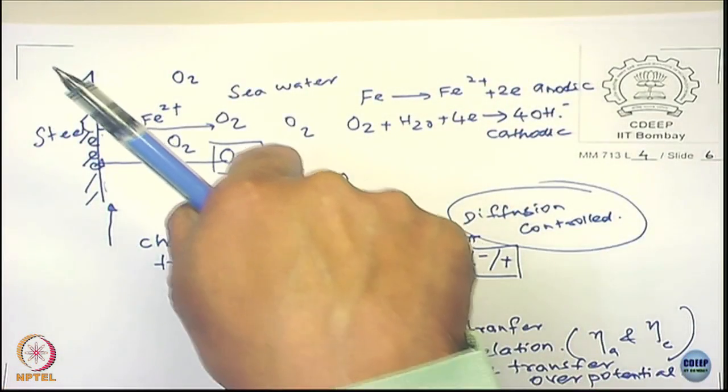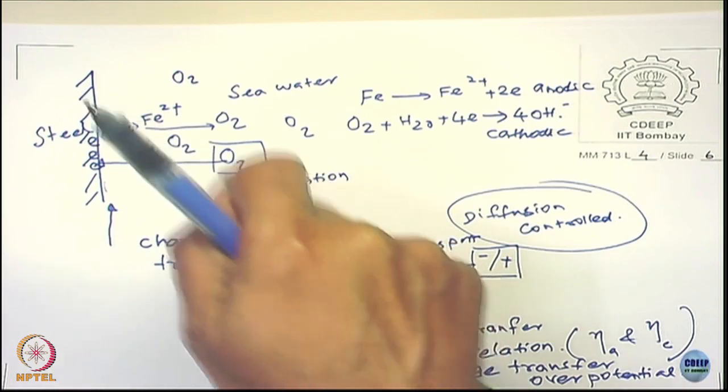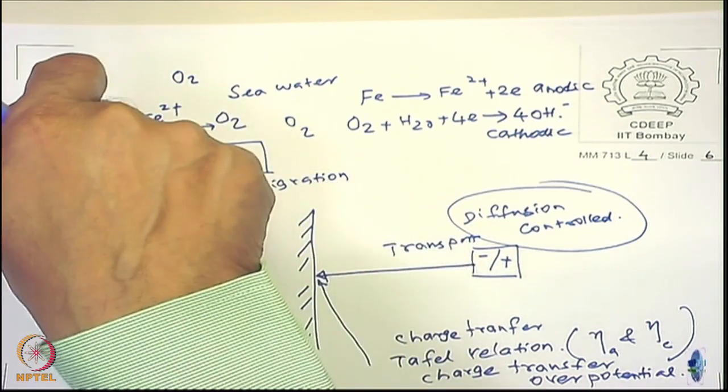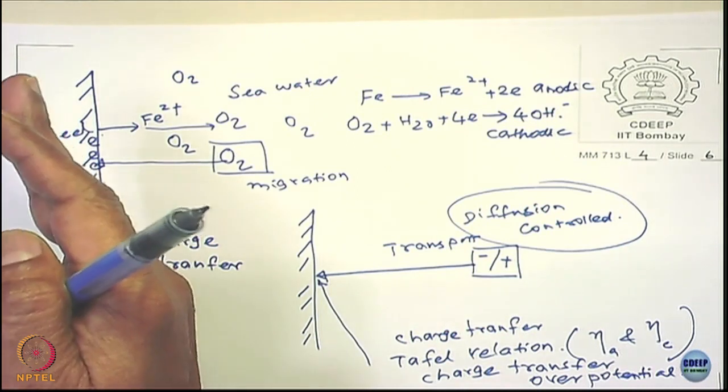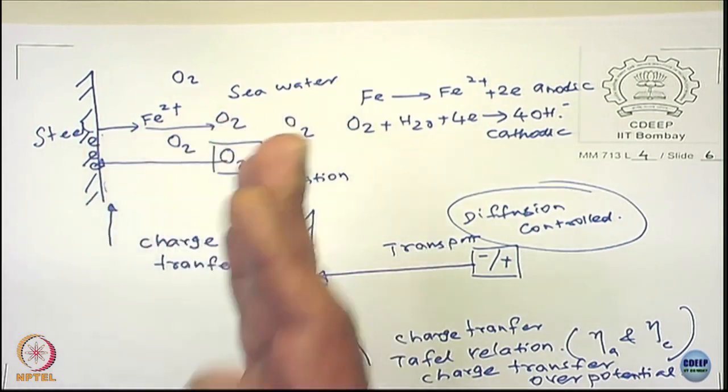So, the difference between an acid and seawater exposed to air is that the solubility of oxygen here is about 6 ppm to 7 ppm, maybe 8 ppm. So, they are not going to be easily available on the surface. They have to migrate from here. The corrosion now depends upon how quickly the oxygen molecule migrates to the interface. If they don't migrate, then the reaction will not occur. This equation is of no use.